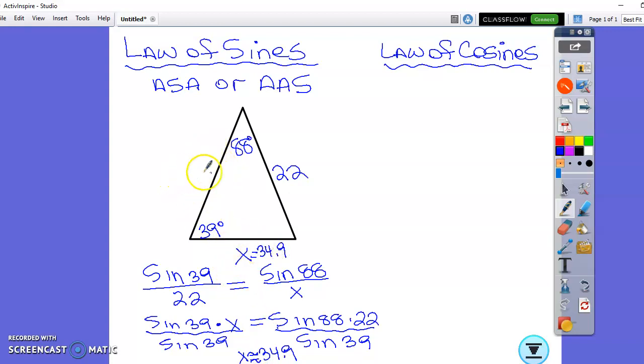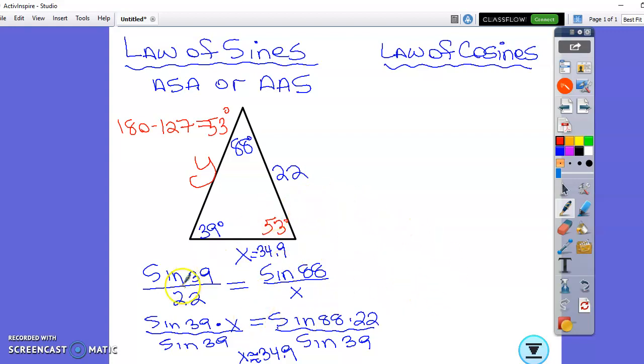What if I wanted to then find this side? How could I do that? So I'm going to change the color so you can see what we're doing here. We'll call this side y. Well, now I do need to know how long this angle is. So 88 plus 39 is how much? 127, right? Let's check our calculators. 88 plus 39, 127. And 180 minus 127 equals, check your calculators, 53. And so now I know how many degrees are in this angle, 53 degrees.